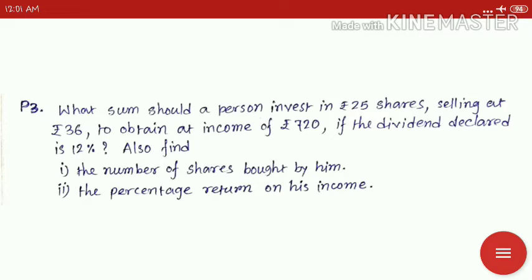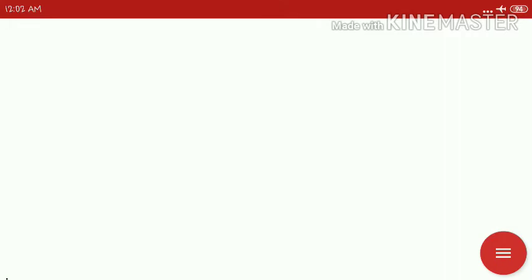So also we have to find the number of shares bought by him and the percentage return on his income. So now we will focus on our first thing, what sum should a person invest. That means what we need to find out, right? That is the investment. What data are given there? Rupees 25 shares, that is the face value. Selling at rupees 36, the market value. Income rupees 720, that is the dividend, and the rate of dividend, that is 12%. So from that we need to find out all those things. So try it by yourself and then come to my solution. So there you go. That's now my solution.